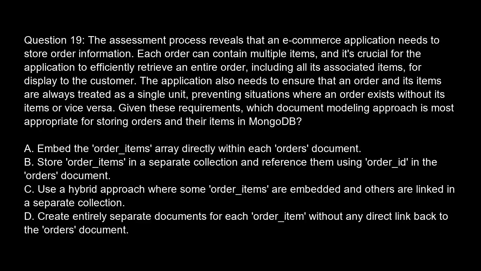Option A. Embed the order items array directly within each order's document. Option B. Store order items in a separate collection and reference them using order ID in the order's document. Option C. Use a hybrid approach where some order items are embedded and others are linked in a separate collection. Option D. Create entirely separate documents for each order item, without any direct link back to the order's document.